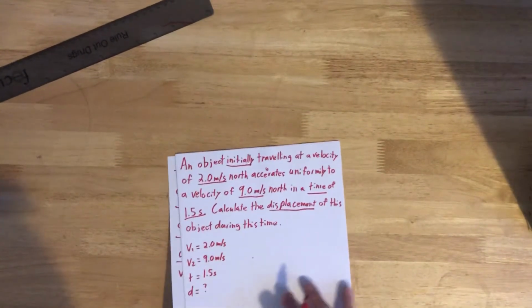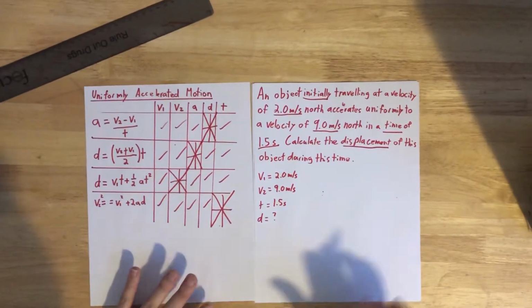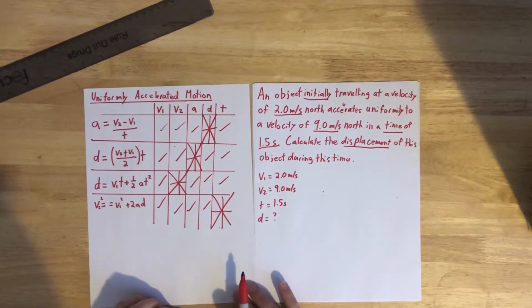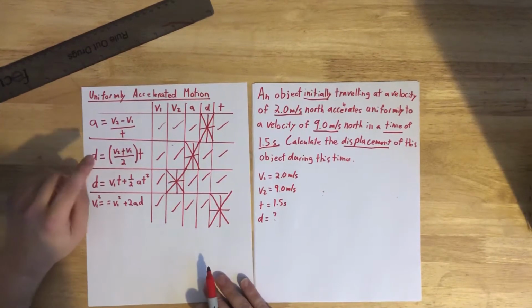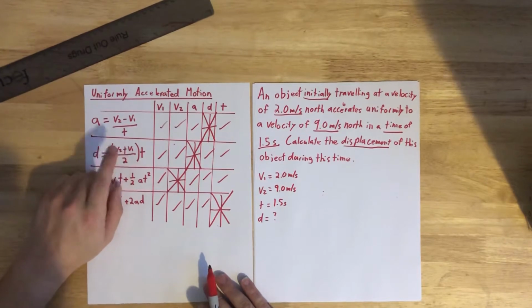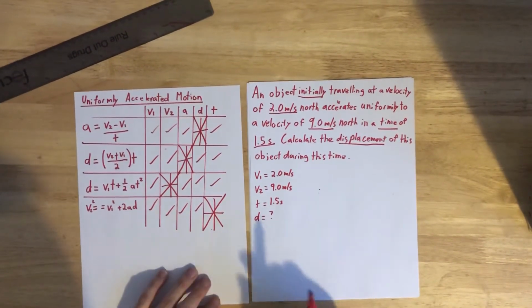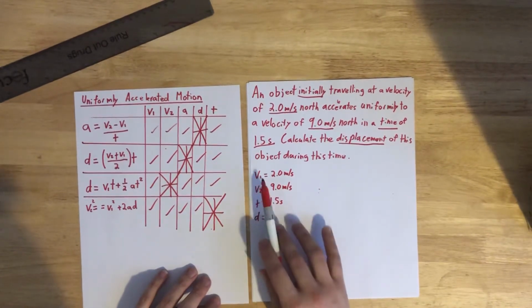So now, in the previous video, I gave you this table. In this table, in the previous video, I had made a mistake, in case you copied it down. For this equation, it's a plus: v2 plus v1, not v2 minus v1. That was my error.